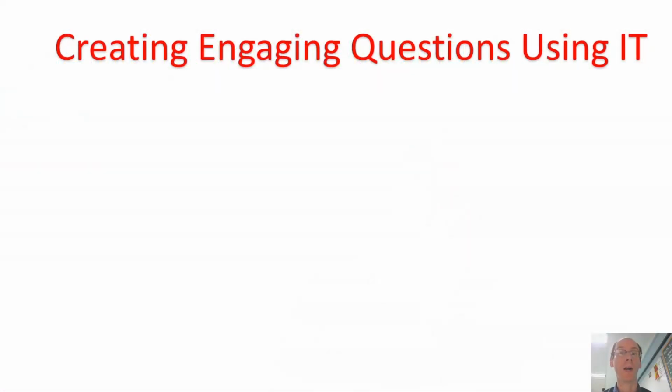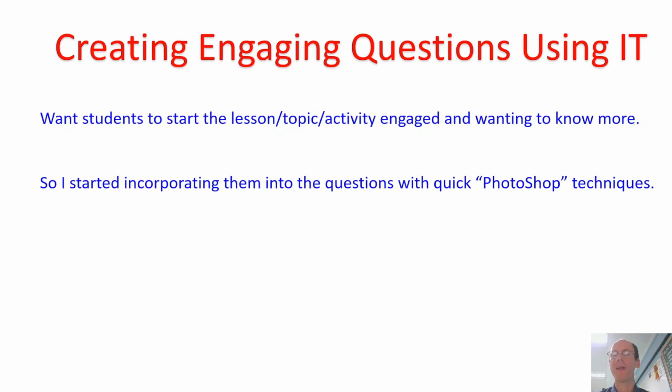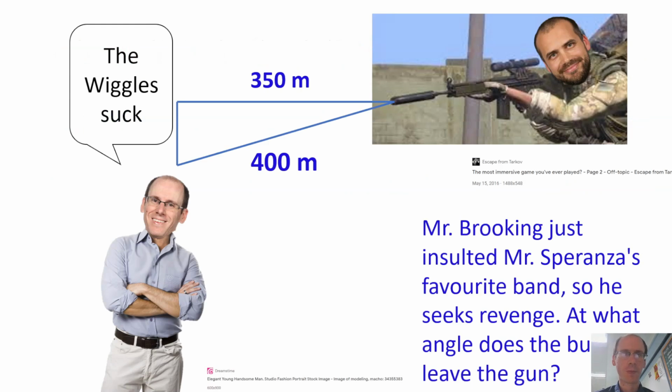When I'm preparing my lessons, I try and make my questions, my examples, as engaging as possible. What I want is for students to be engaged, ready, wanting to know more every time we're about to move on to a new topic or a new activity. So what I've started to do is incorporating the students themselves into the lessons with just some quick, dirty, very simple Photoshop techniques. Nothing challenging. Don't even use Photoshop for it. I use PowerPoint. So to show you some examples, here we go.